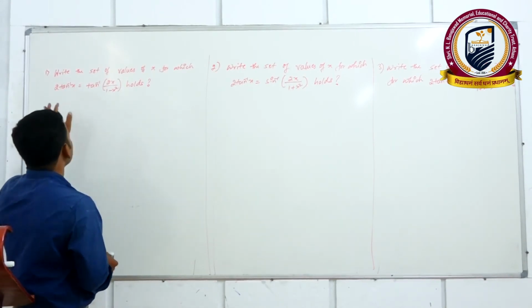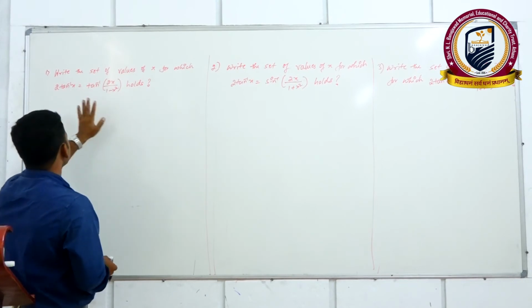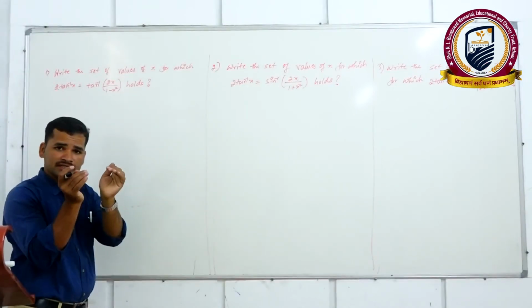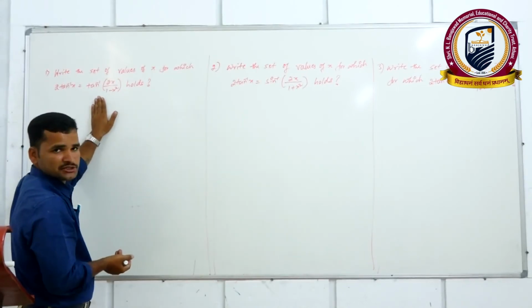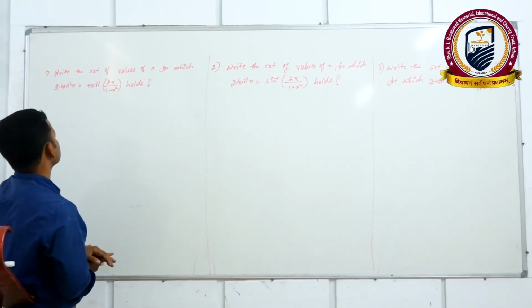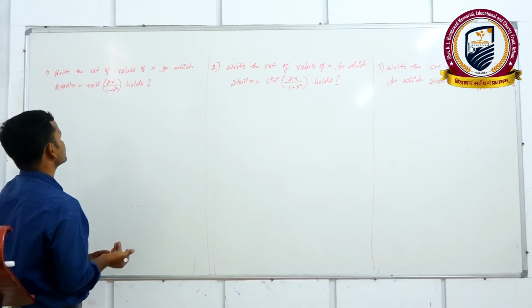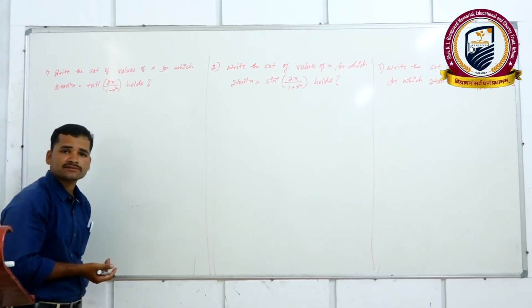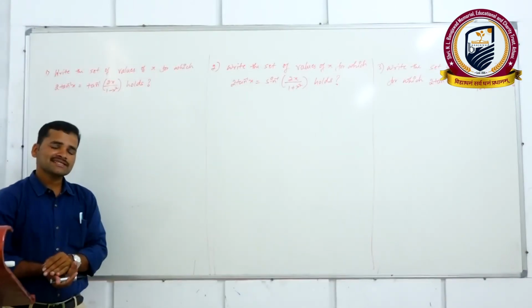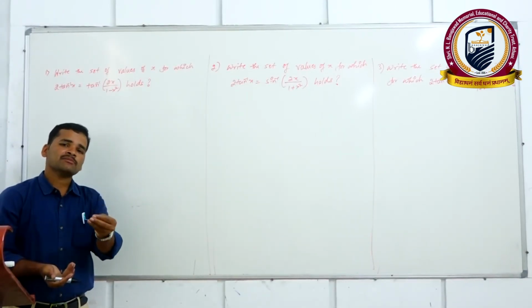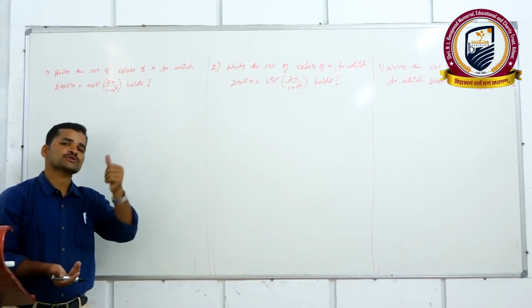Write the set of all those values of x which satisfies this expression: 2 times tan inverse of x is equal to tan inverse of 2x by (1 minus x square). This is a formula which we have derived. But the thing is that you may not remember what the values of x are for which this holds good.